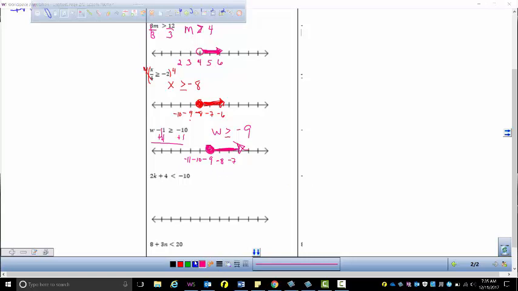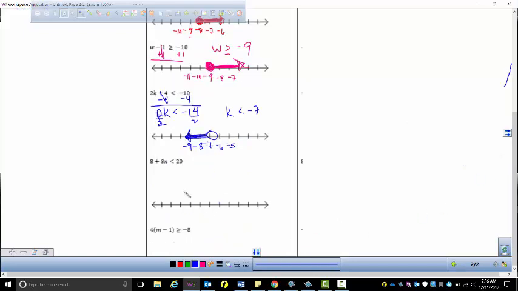Alright, so the next example has two parts. So we have 2k plus 4 less than negative 10. So first I'm going to minus 4. This cancels. I have 2k is less than negative 14. I divide by 2. So k is less than negative 7. I have negative 7, negative 6, negative 5. Here I would have negative 8, negative 9. At negative 7, there's an open circle, and it goes to the left.